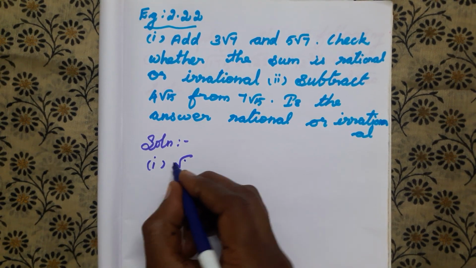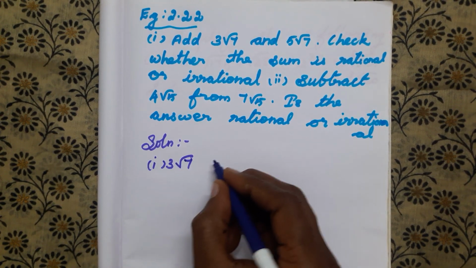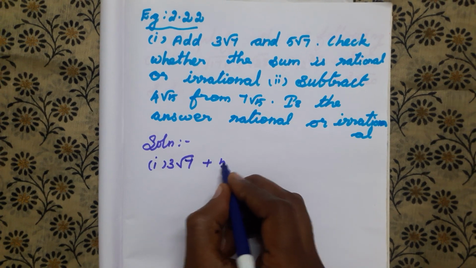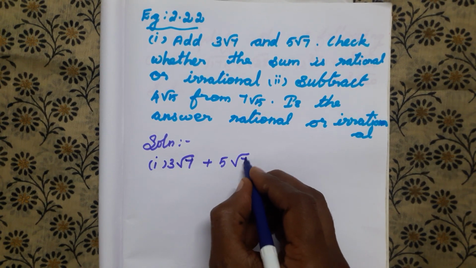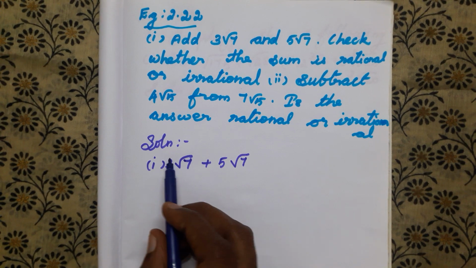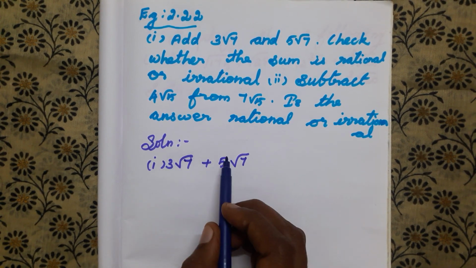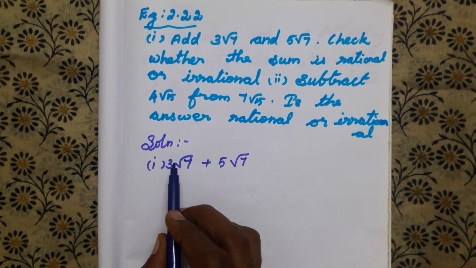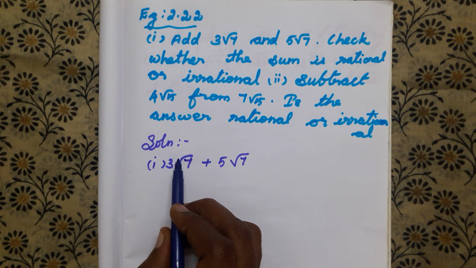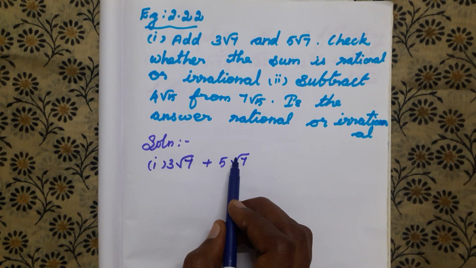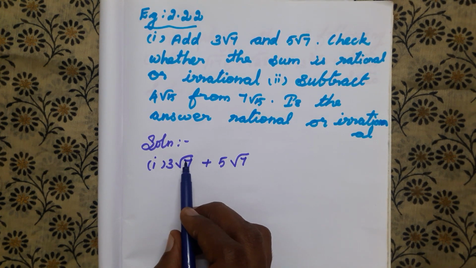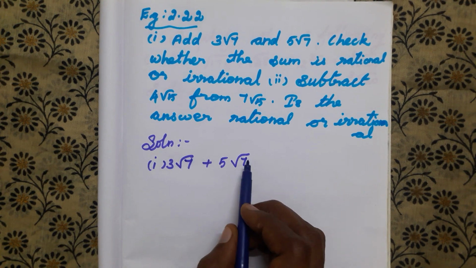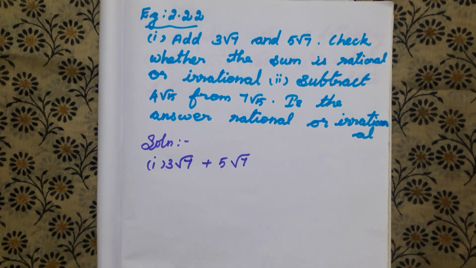3 root 7 plus 5 root 7. What's the coefficient of this? 3. Here what is the coefficient? 5. Check the order. Here order is 2. Here also order 2. What's the radicand? Radicand 7. 7. So we can add.